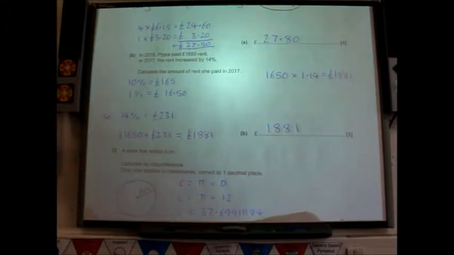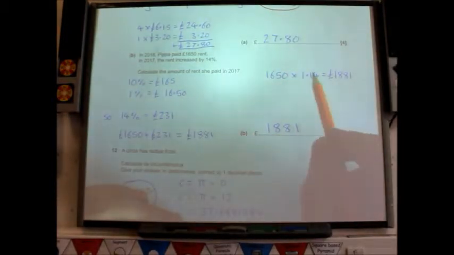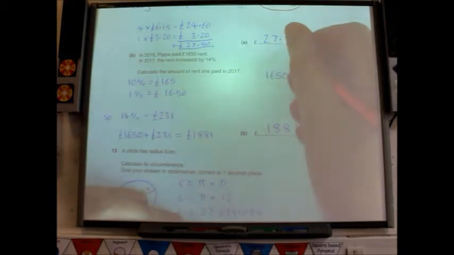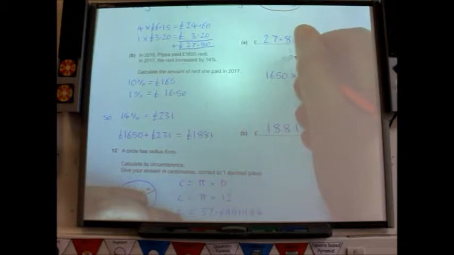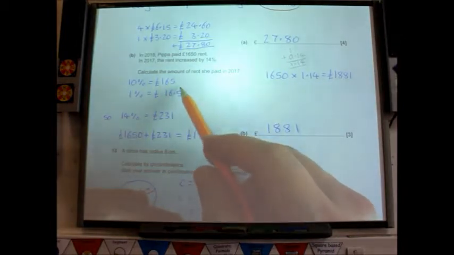Calculate the amount of rent she paid in 2017. If you're confident with percentage, here's your quick way of doing it. Converting the 14% to a decimal, and because you're increasing, you add it on to 1. So that's your multiplier. If you're not confident doing it that way, you can do it this way.